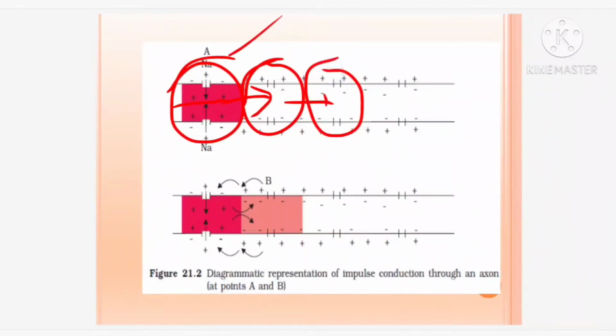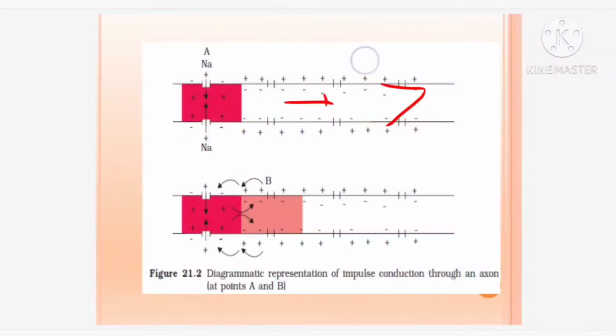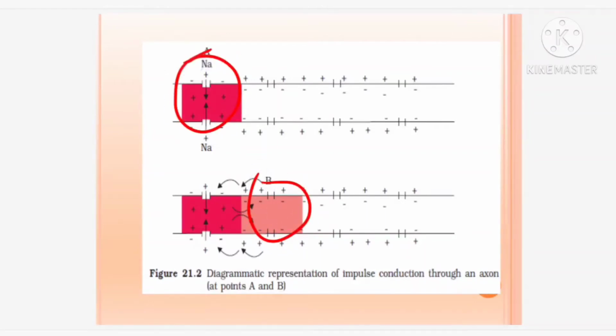So like that, the stimulus which was received has to be transferred, has to be conducted. That conduction of the nerve impulse is the next step we are going to discuss. So this is the stimulated site, the B site. Here the stimulus was received, maybe it is touch or sight or taste, whatever the stimulus is. Inside it is becoming positive and outside it is becoming negative.